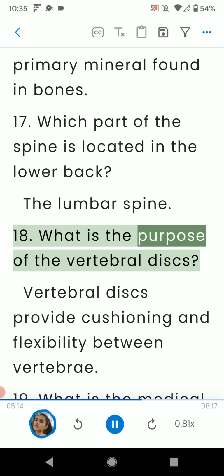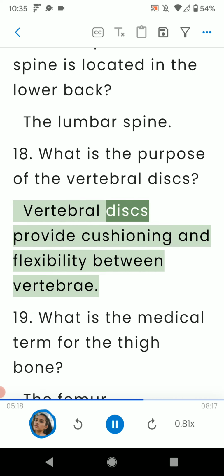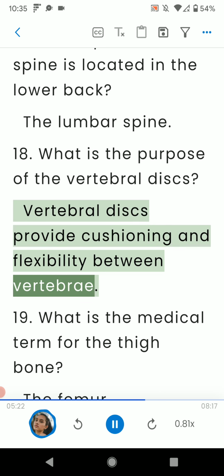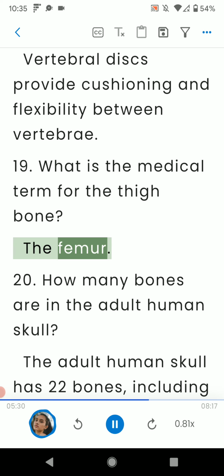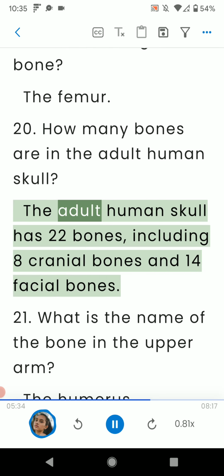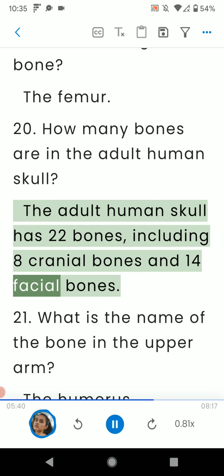18. What is the purpose of the vertebral discs? Vertebral discs provide cushioning and flexibility between vertebrae. 19. What is the medical term for the thigh bone? The femur. 20. How many bones are in the adult human skull? The adult human skull has 22 bones, including 8 cranial bones and 14 facial bones.